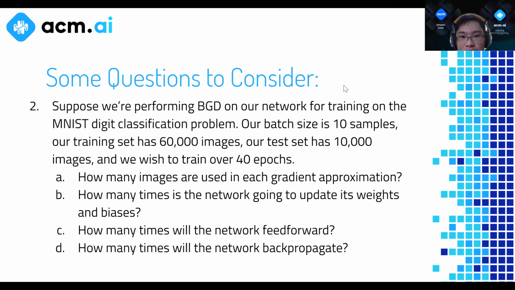10 is the correct answer because that's the batch size. So for every batch, we're gonna approximate the gradient and then make an update to the weights and biases. Very good. So the second question is, how many times is the network going to update its weights and biases? This one is definitely more tricky than the first one. I'm gonna give you guys a minute.